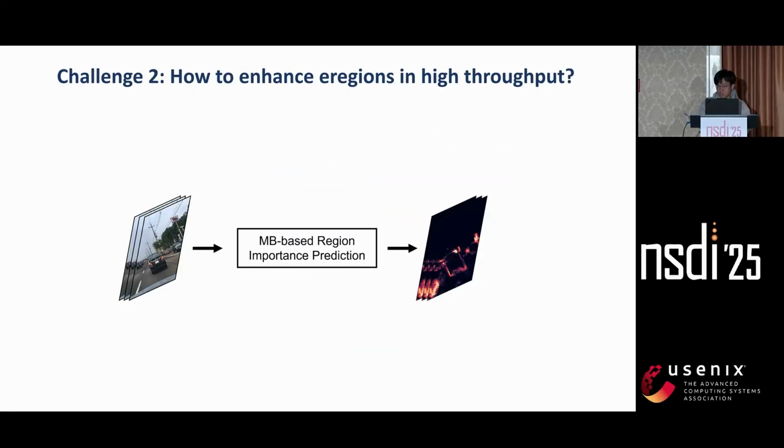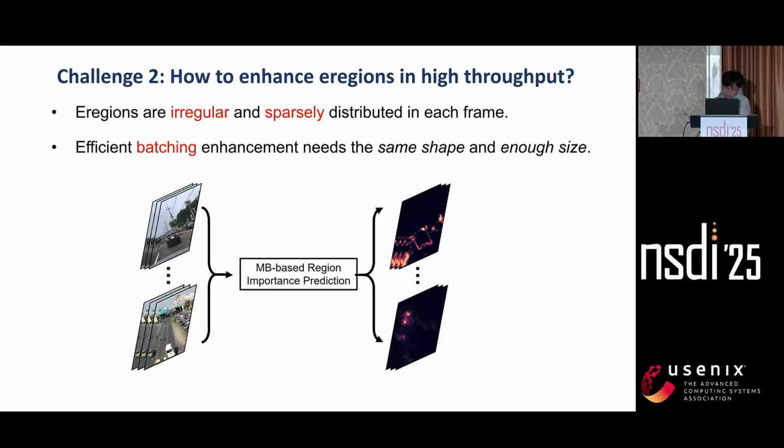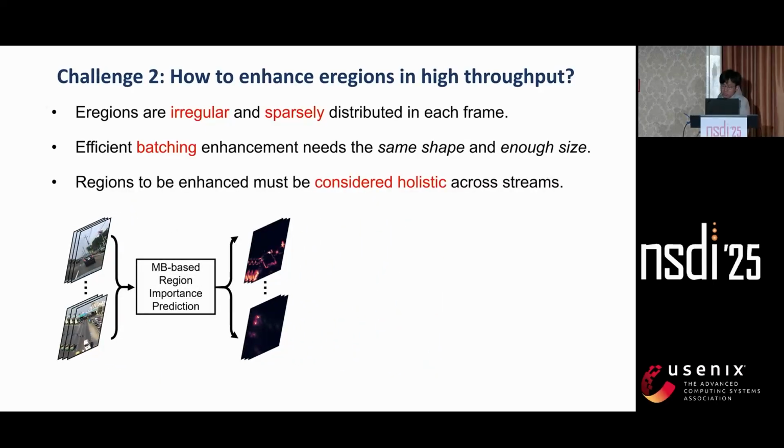The second challenge is how to enhance regions at high throughput. Regions are irregular and sparsely distributed in each frame, but efficient batched enhancement needs the same shape and enough size. Another issue is that we need to enhance multiple streams concurrently, so regions to be enhanced must be considered holistically across streams. Otherwise, the potential benefits of region-based enhancement would be degraded.